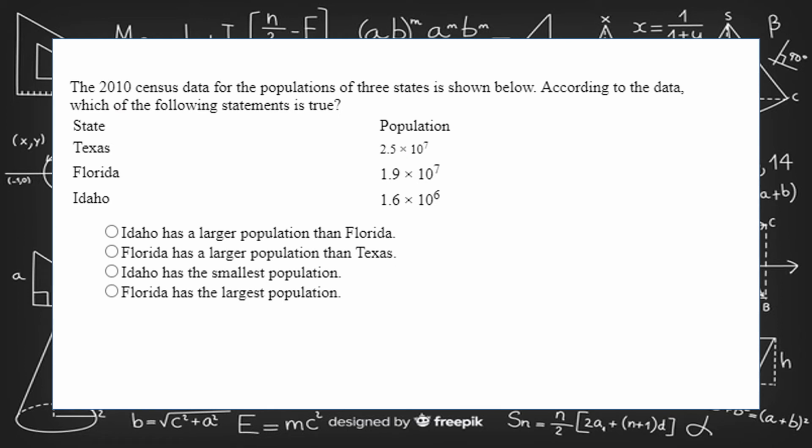The 2010 census data for the populations of 3 states is shown below. According to the data, which of the following statements is true? Idaho has a larger population than Florida. Well, I see that Idaho has the least population because it's the one that is multiplied by the smallest amount in scientific notation. Oh, looky there. Idaho has the smallest amount, because of that 10 to the 6th. The largest would be this one because it's the largest number multiplied by the largest exponent there. So your answer would be this one.